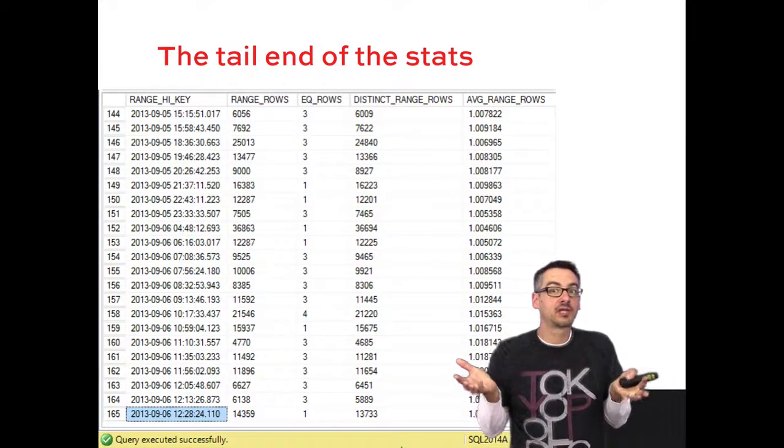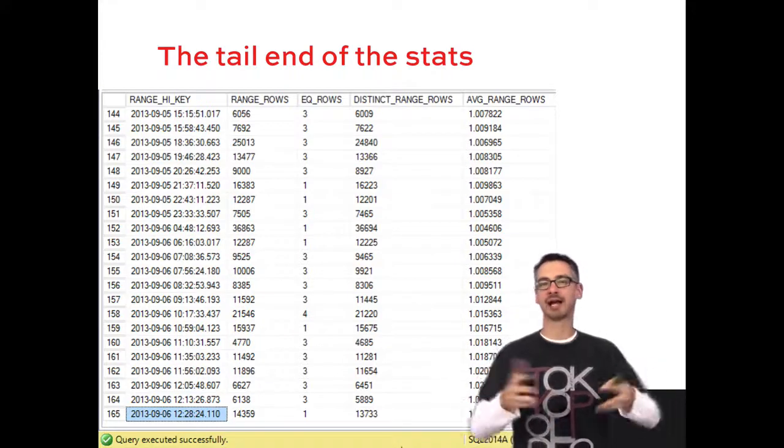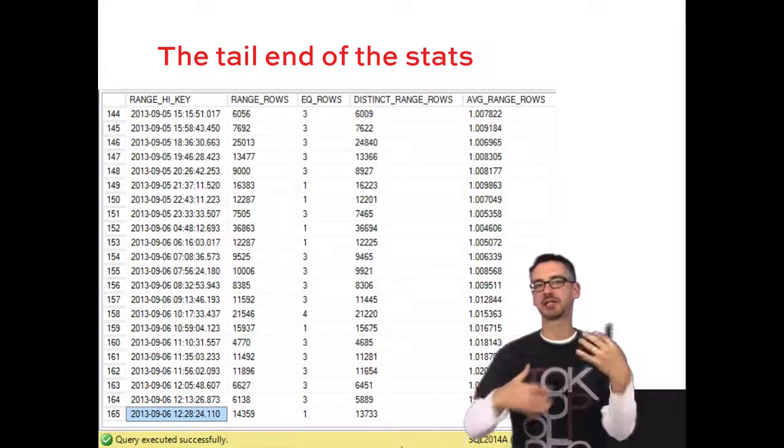And if you query for newer data, SQL Server is going to be all like, one? I don't know how many rows are going to come back. It's an interesting problem called the ascending stats problem.